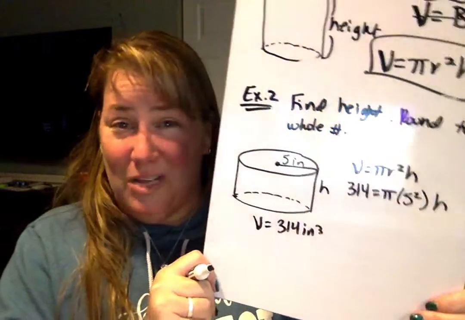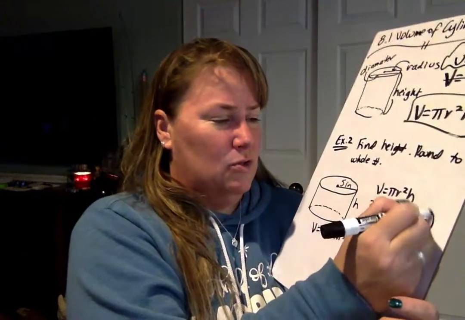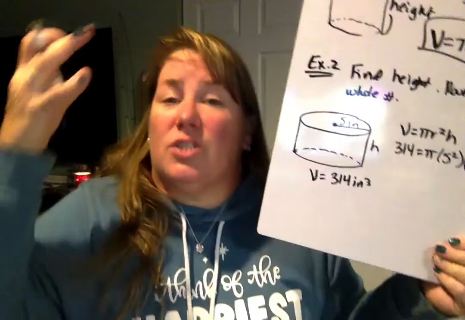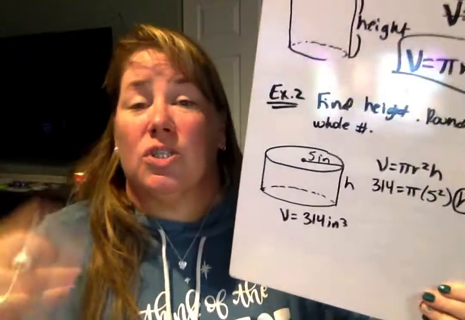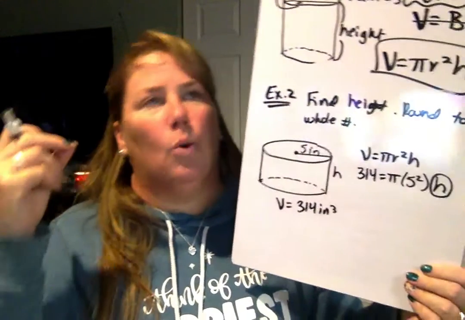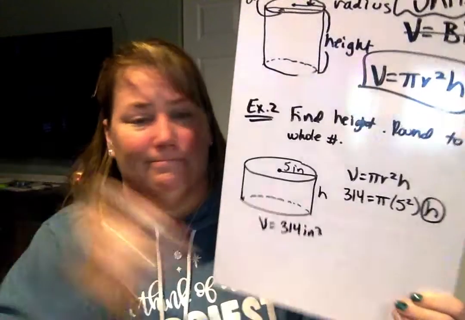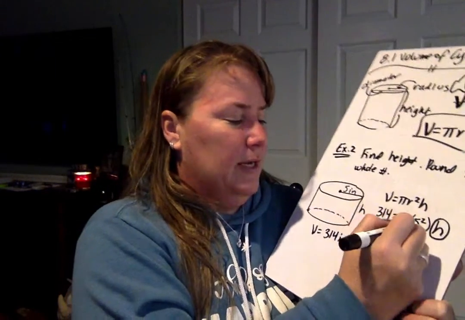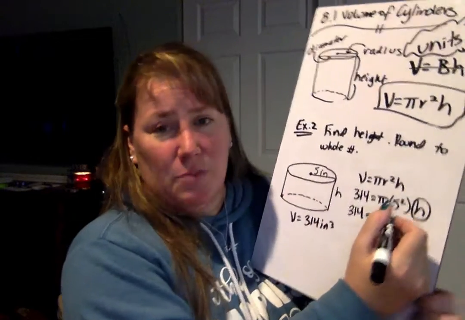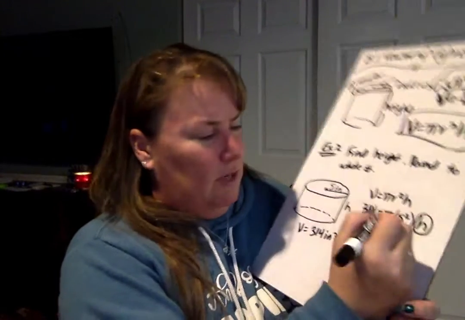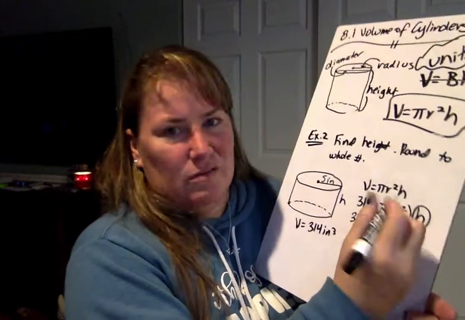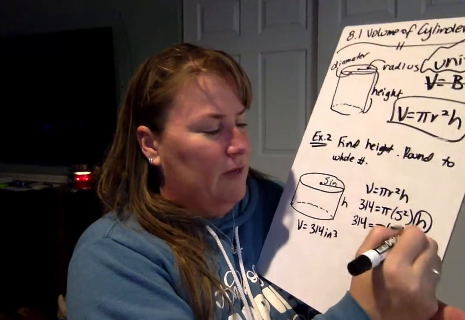So this is actually a balancing problem. So circle H. And step 3 is still exactly the same. You're still going to square the radius. Here we go. So we have 314 equals pi times 5 times 5. Because remember, 5 squared is just 5 times itself. Or 5 is being multiplied 2 times, which is still 5 times 5. 25h.